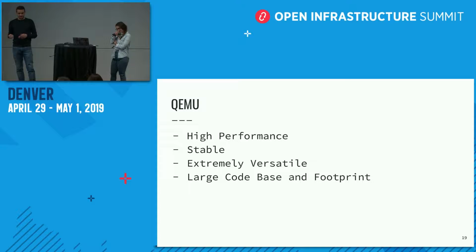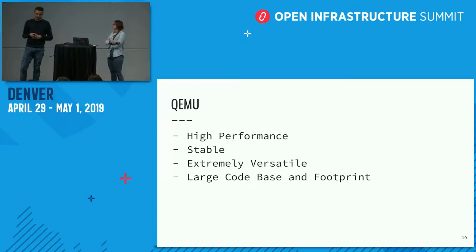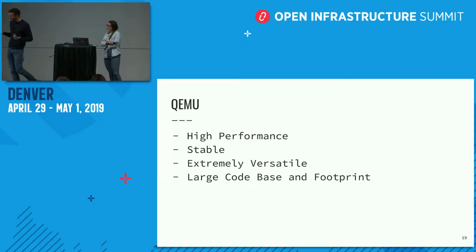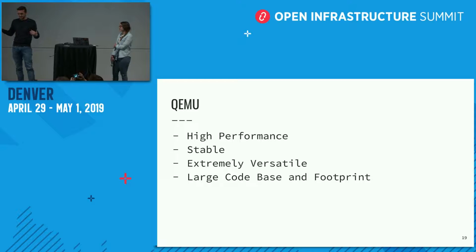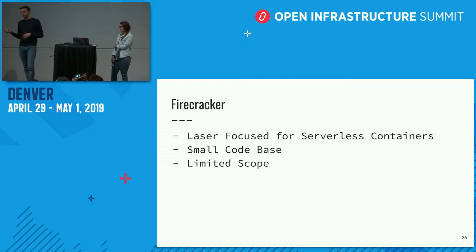But that comes at a cost. It's very large. It's more than 1.5 million lines of code. And the footprint is also relatively large. So you get a lot of features from QEMU, a huge amount of features. It's a very complete hypervisor, or VMM, but the cost is that, well, your attack surface grows and your footprint also grows. On the other side of the spectrum, we support Firecracker.